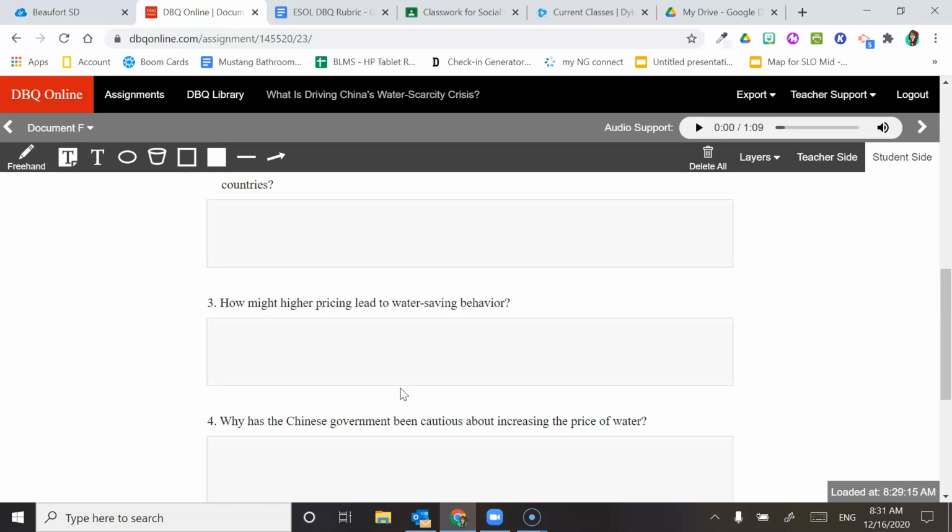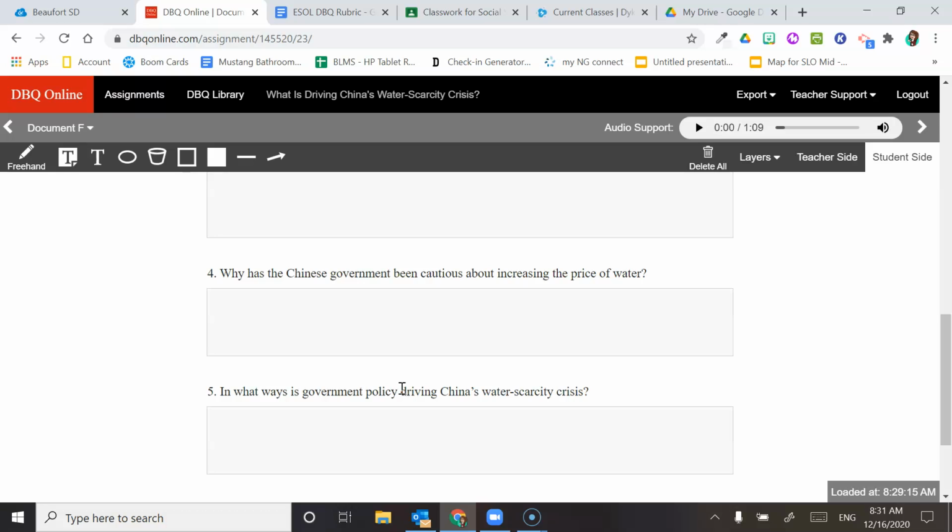So we might choose to save more water. Like maybe run the sprinklers once a week instead of 5 days a week in order to save money. It's up to the prices and what we feel comfortable with. And it's the same thing in China. If they're having to spend more money on water, they might look at the ways they use it to reduce their usage. Number 4, why has the Chinese government been cautious about increasing the price of water?